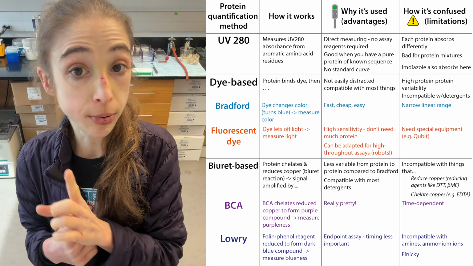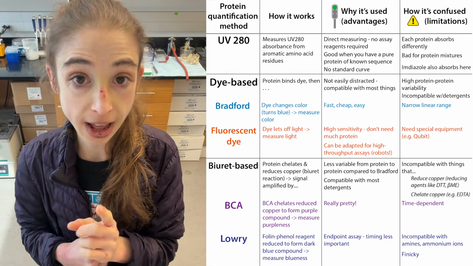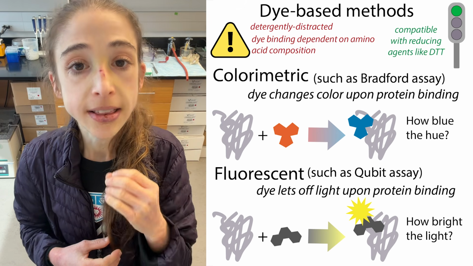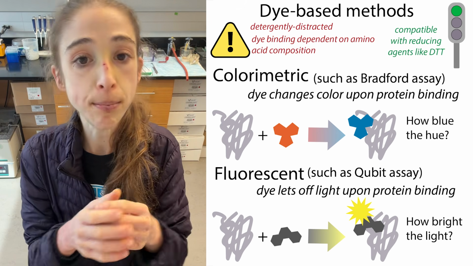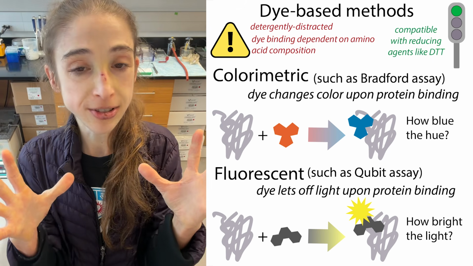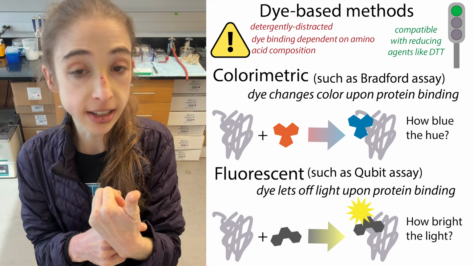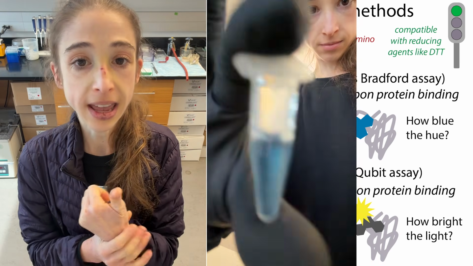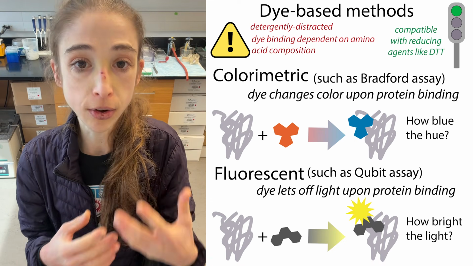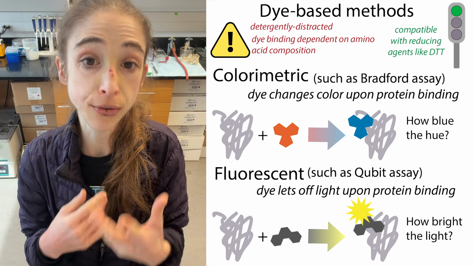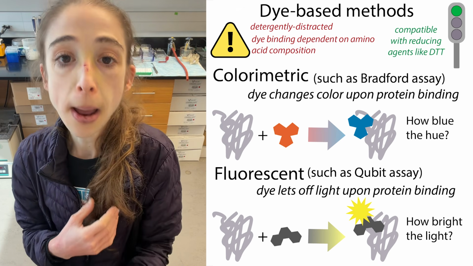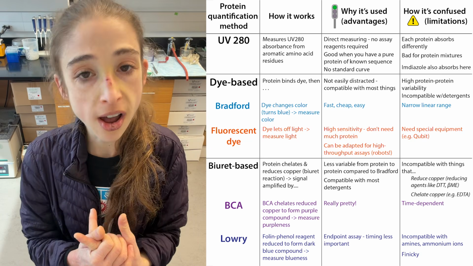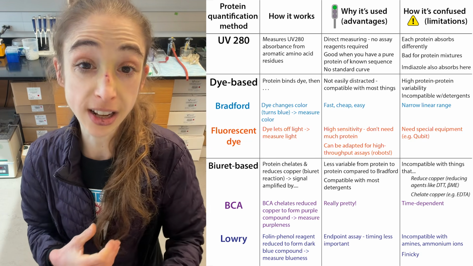Another common type of protein quantification is the Bradford assay. A Bradford assay is a type of dye-based assay. These dye-based assays have a dye that binds to protein, any protein, and then it changes color. In the case of a Bradford assay, you'll go from a brown to a blue. Sometimes you have dyes that are fluorescent, they give off light, and the fluorescent ones have higher sensitivity, but they require a special machine to measure the light that's given off, something like a Qubit.